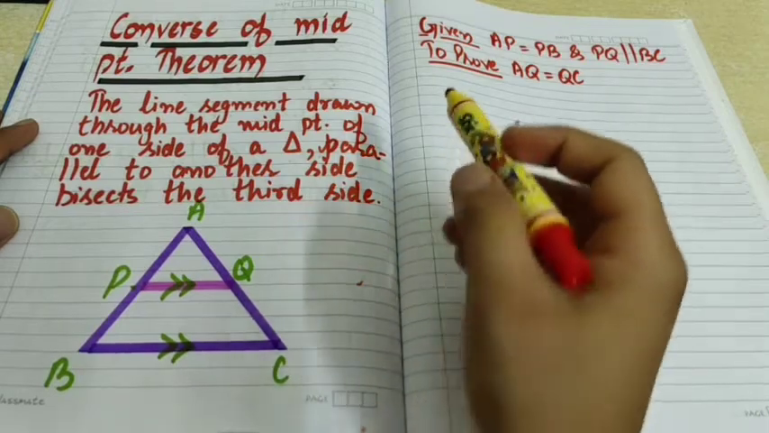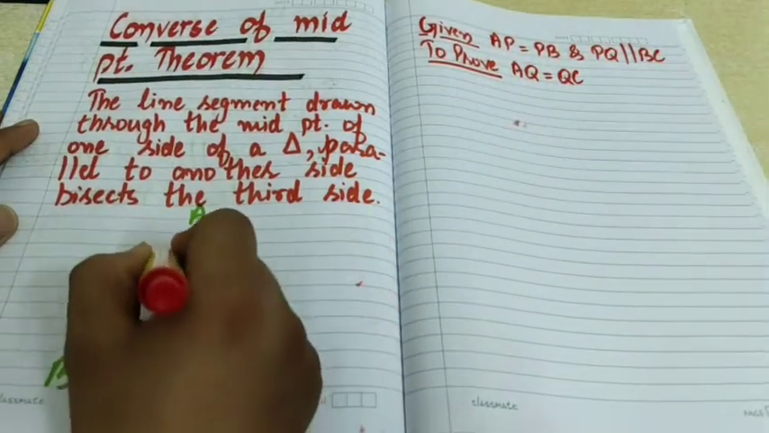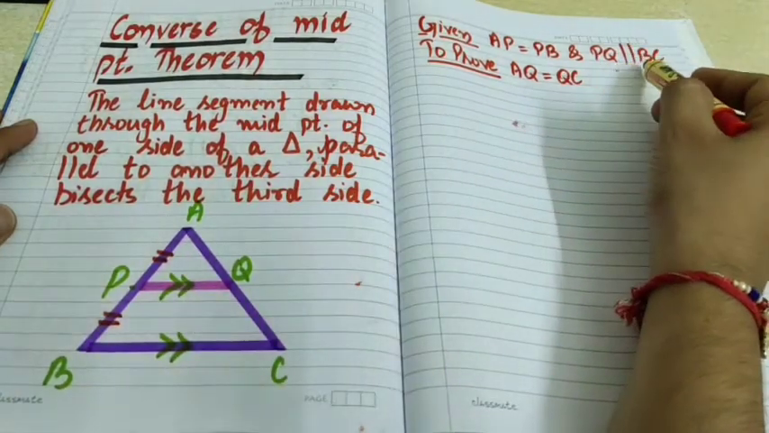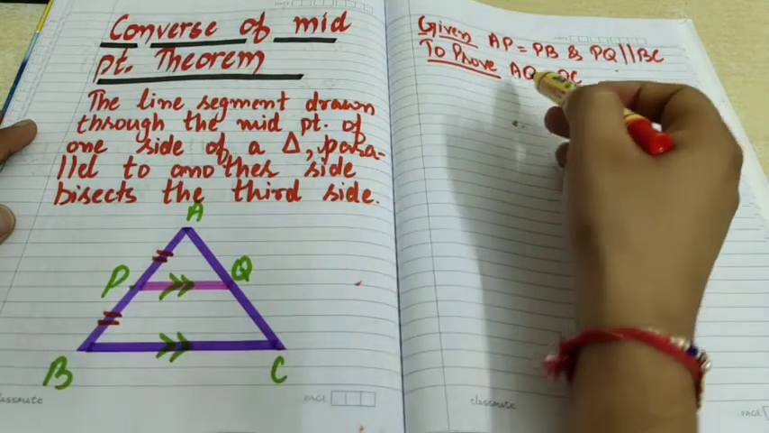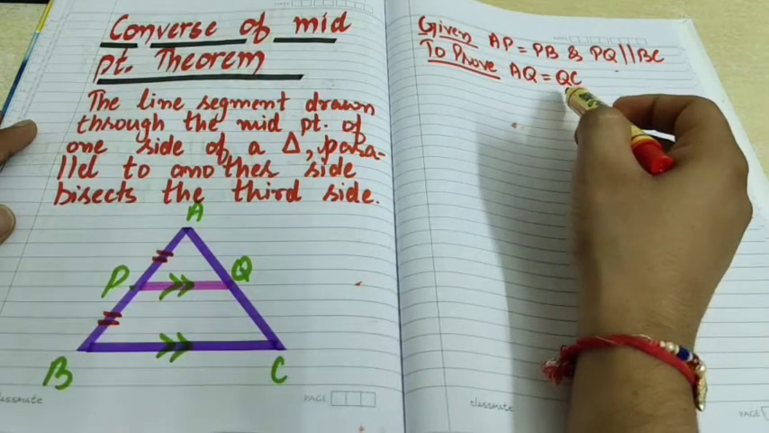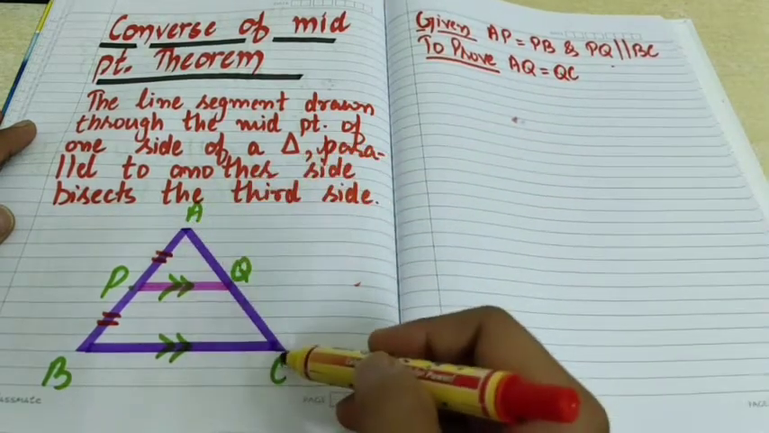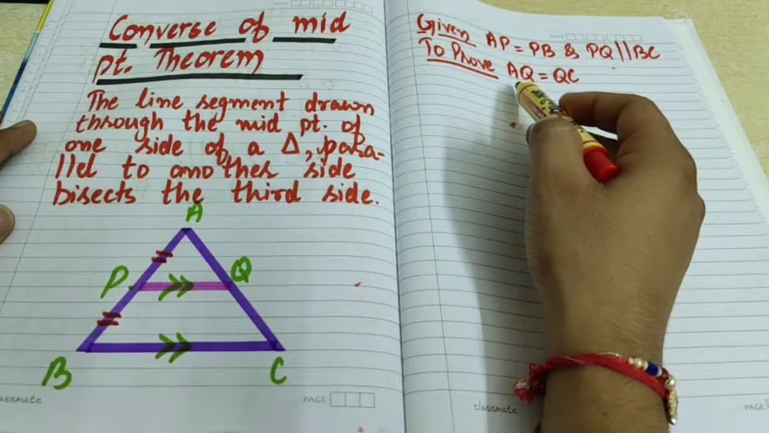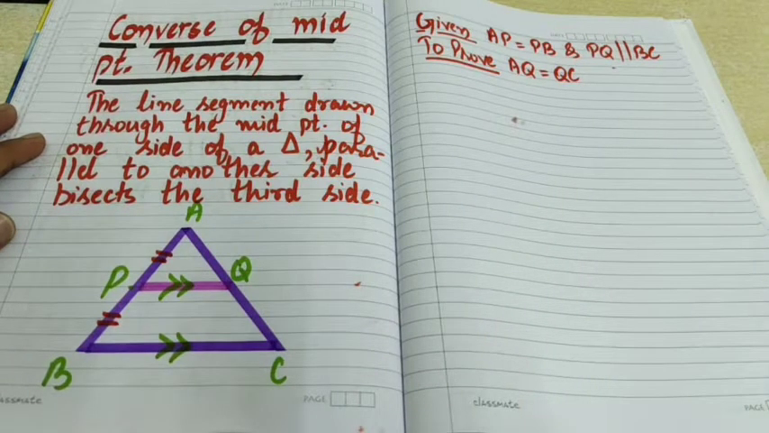So here we mention given that AP is equal to PB and PQ is parallel to BC. And to prove is AQ is equal to QC. Since we have to prove that Q is the midpoint of AC, that is why under to prove we will write AQ equals QC. Well students, to prove this we have to do some construction.